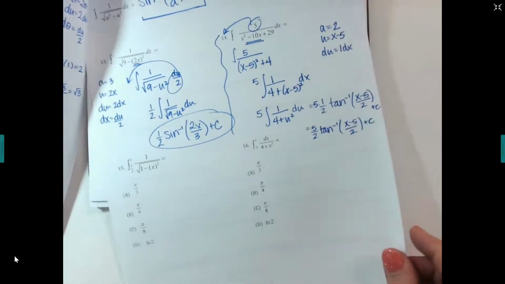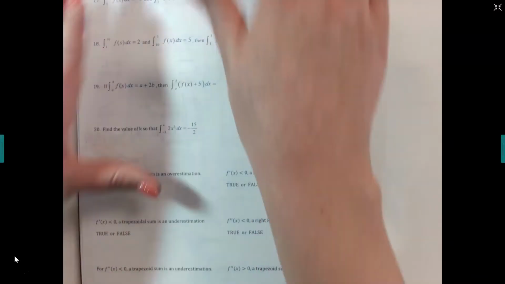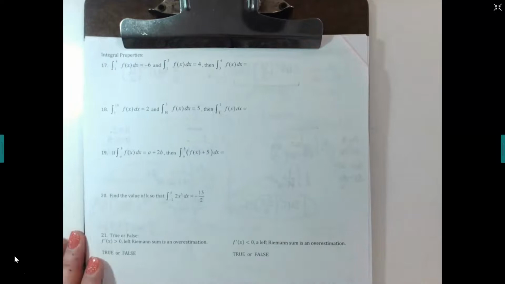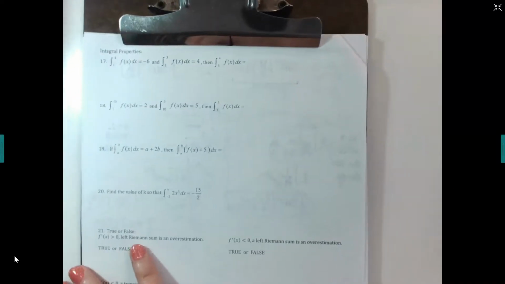Alright, so we've kind of worked through the whole thing. We want to go back and do anything? Oh, we didn't do any of this? Let's do that. It's due when you take your CBA tomorrow. Okay, let's do number 17. Actually, change my mind. Let's do 18.